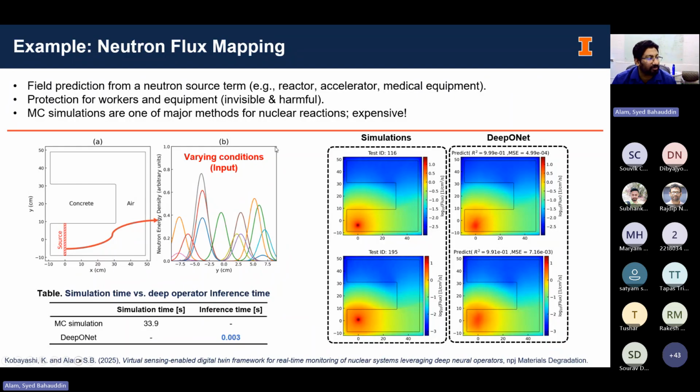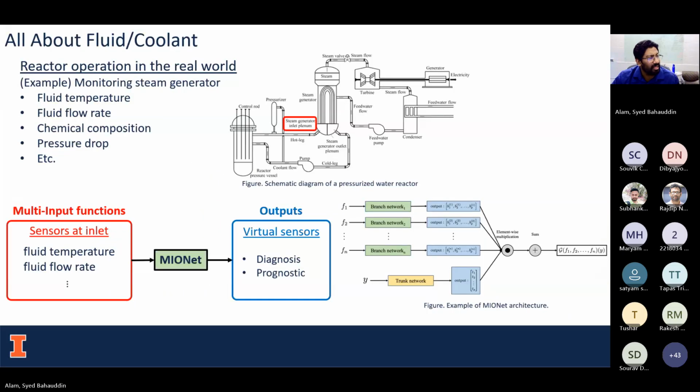This work has been important because it gives some idea about protection for workers and equipment, especially people who work close to the neutron source. The neutron flux gives them an idea of how things are going on.